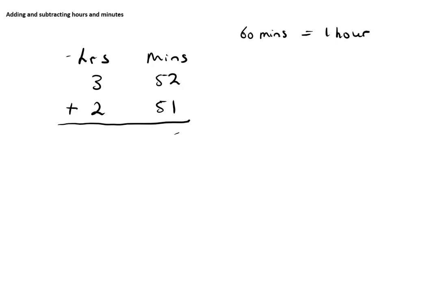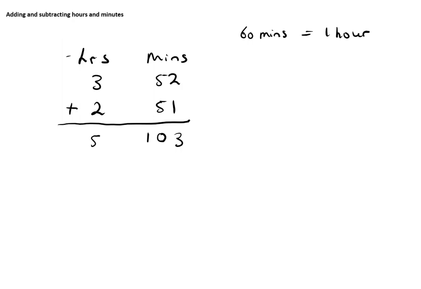So 2 plus 1 is 3. Then 5 plus 5 is 10. And you write that number in here. You don't carry over yet. Next, you add the hours as normal. So 3 and 2 is 5.